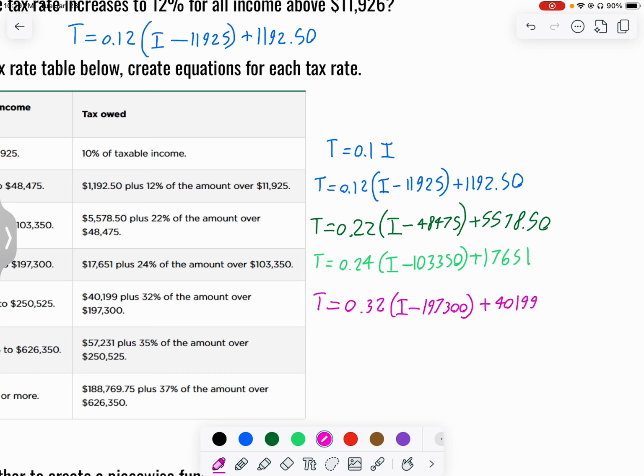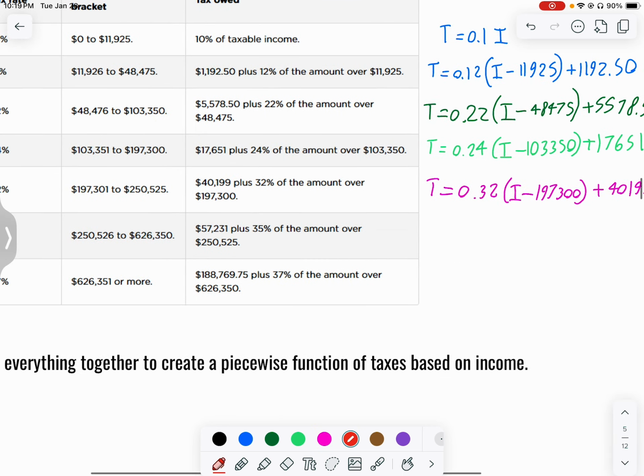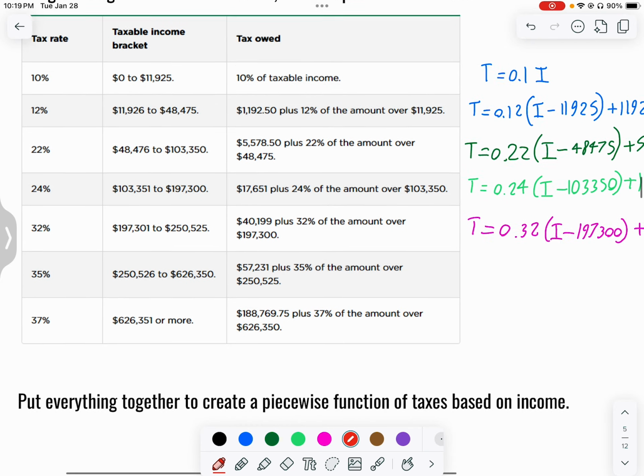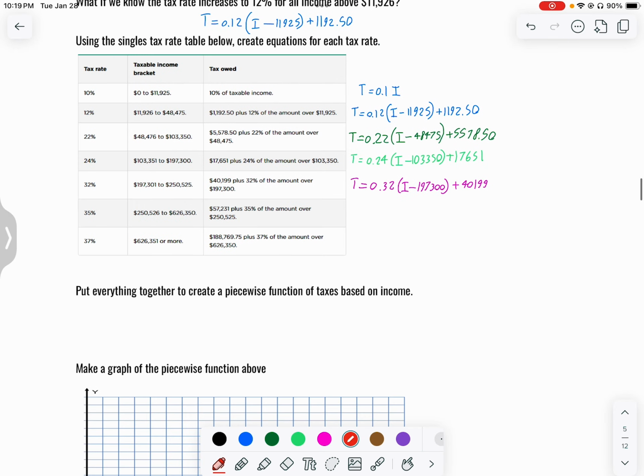4199. Okay, and then you can keep going. Now go ahead and get the last two yourself, and we're going to go on down below to do our piecewise function to get our taxes based on income.